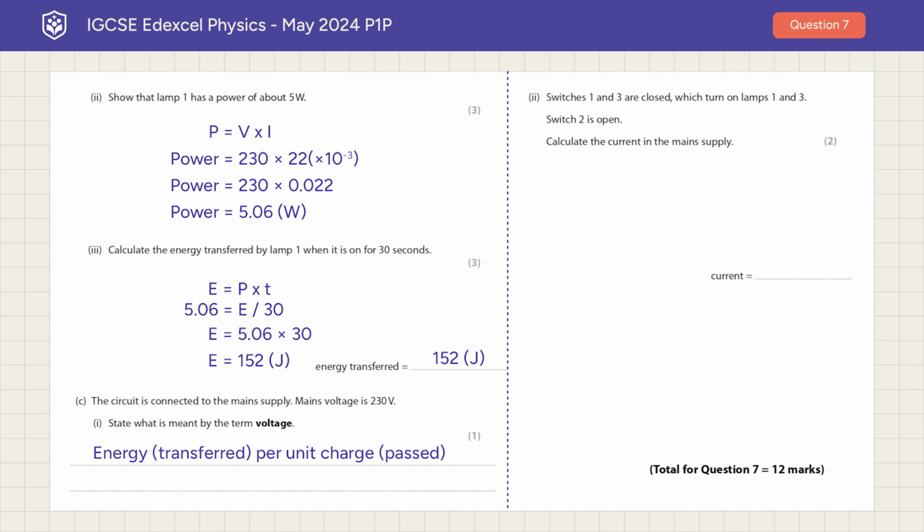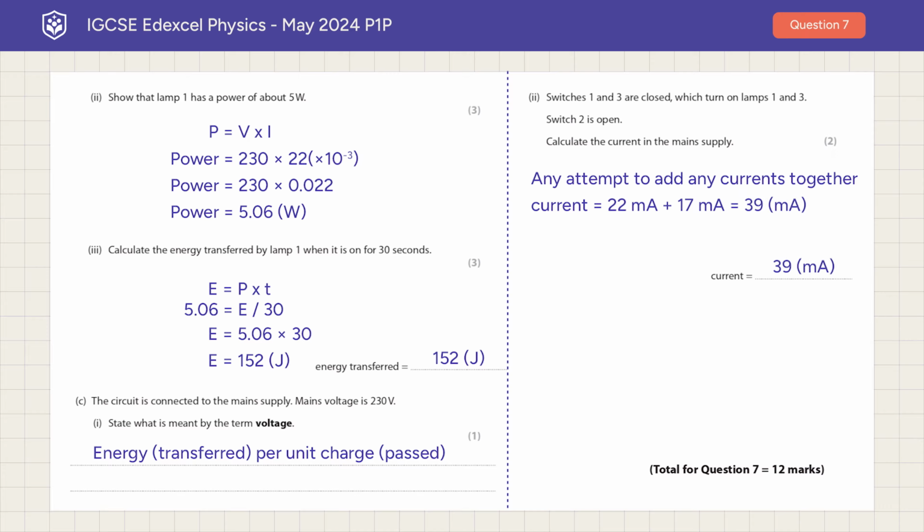Finally, with switches 1 and 3 closed, the total current from the mains is simply the sum of the currents in those two lamps, 22 milliamps plus 17 milliamps, which equals 39 milliamps.